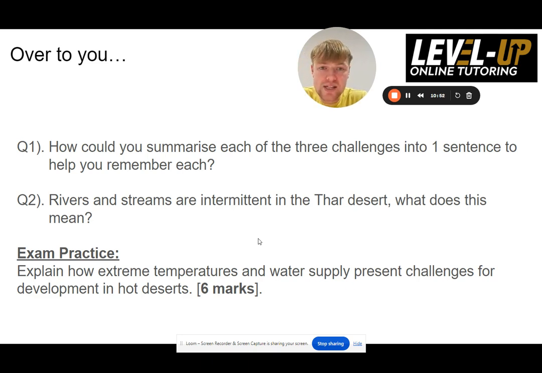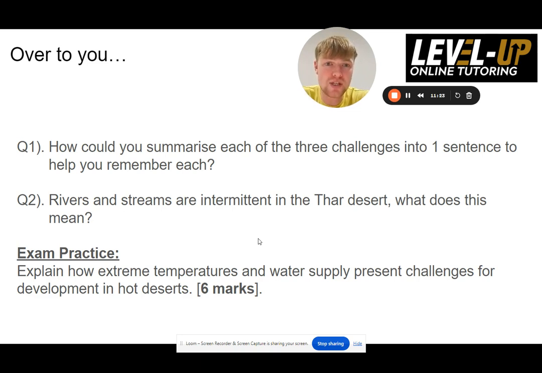What you will notice is that all three of those challenges are somewhat interlinked. The extreme temperatures create a particular landscape. That landscape is challenging in terms of accessibility or inaccessibility, but also in terms of the provision of water as well. Rivers and streams are intermittent in the Thar Desert. What does this mean? Think about those times of the year when they are flowing and not flowing because of rainfall, how that helps, and also the challenges that are created from that.